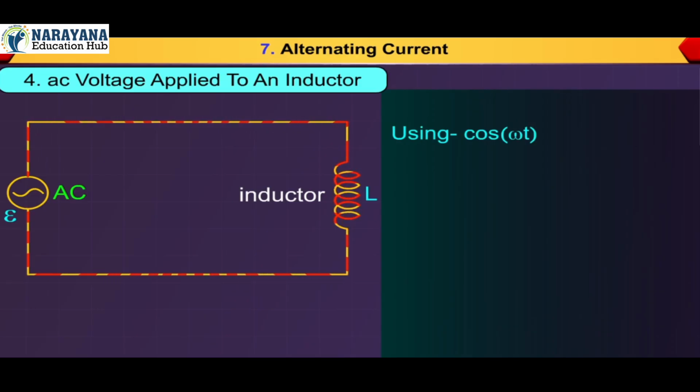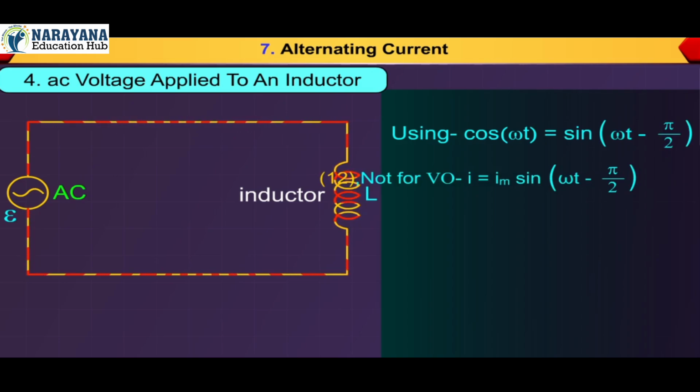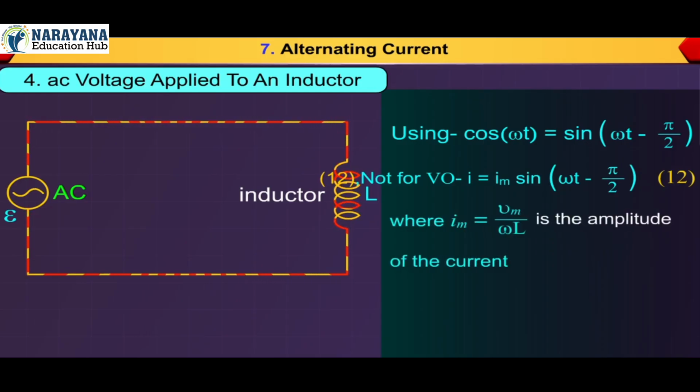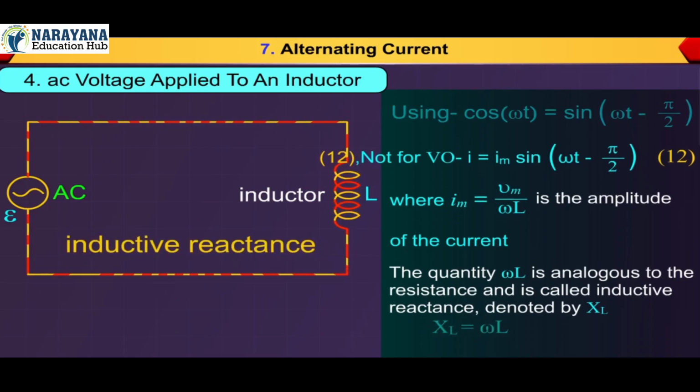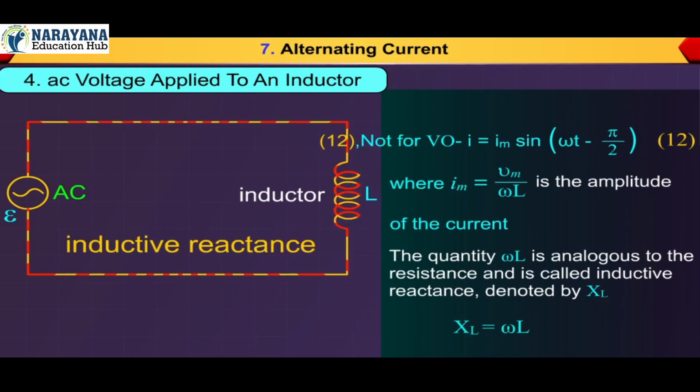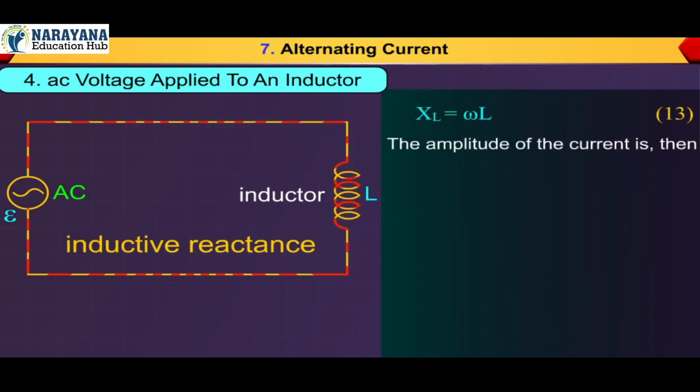Using minus cos omega t is equal to sin omega t minus pi by 2, we have I is equal to Im sin omega t minus pi by 2, equation 12, where Im is equal to Vm upon omega L is the amplitude of the current. The quantity omega L is analogous to the resistance and is called inductive reactance, denoted by XL. XL is equal to omega L, equation 13. The amplitude of the current is then Im is equal to Vm upon omega L, equation 14.